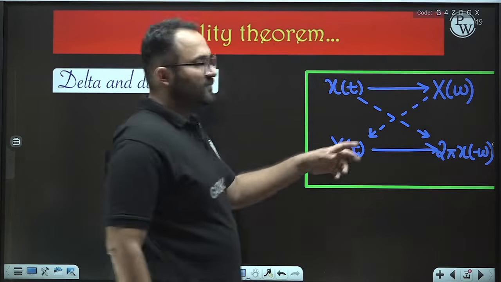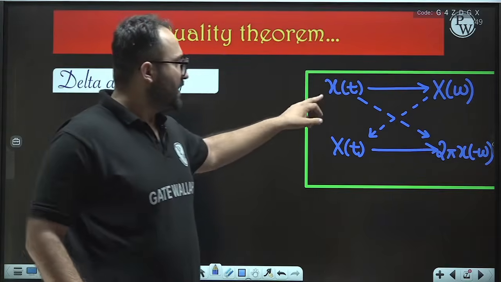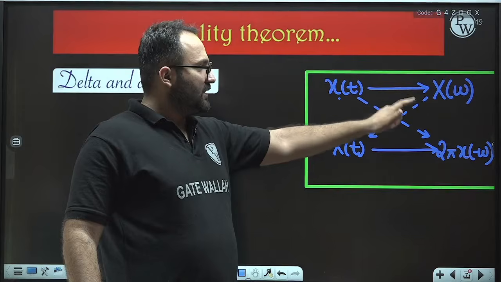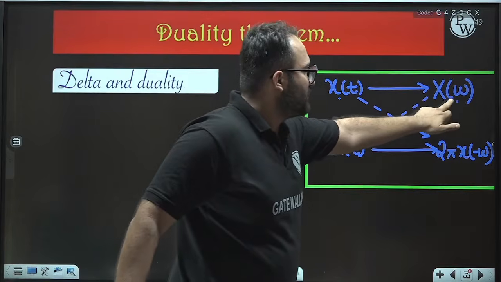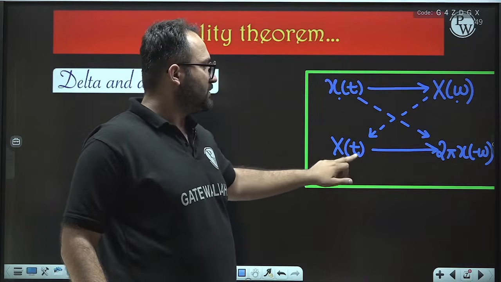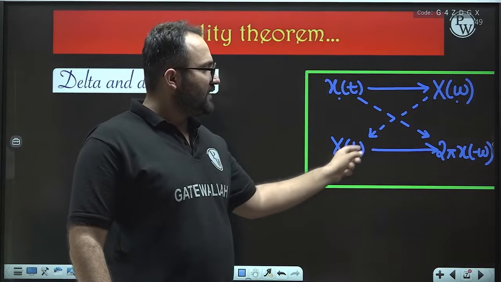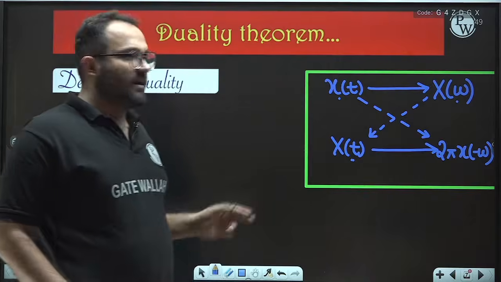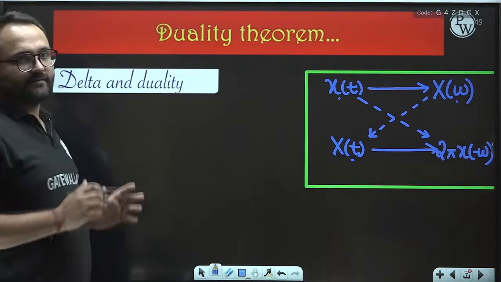Great. So this is duality. The duality says that if x(t) is a time domain signal and X(omega) is its Fourier transform, then in the expression of X(omega), we replace omega by t, we get a new time domain signal, that is X(t), and X(t) has a Fourier transform 2 pi x of minus omega. Okay. So this is the duality theorem. So let's apply duality here.